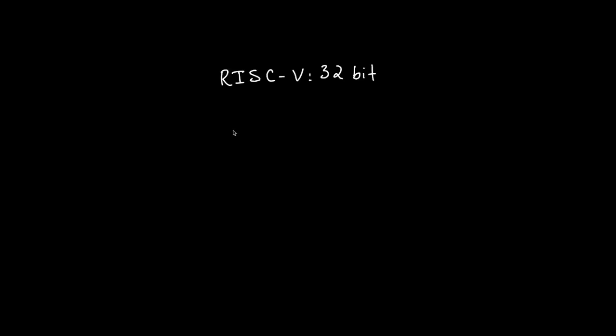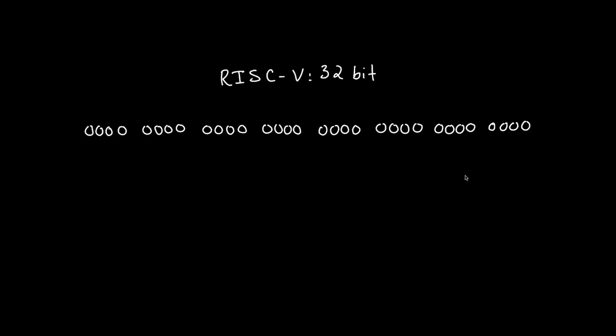In RISC-V, data is stored and processed in units called words. And in the 32-bit version of RISC-V, each word is 32 bits, or 32 zeros or ones. So here we have our 32-bit register, and this would be equal to one word, or 32 bits.